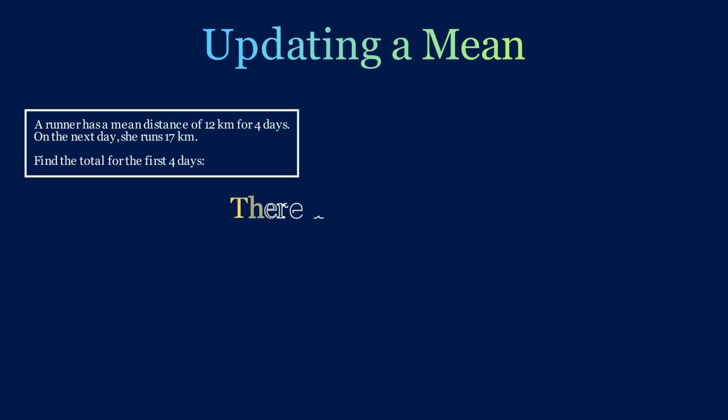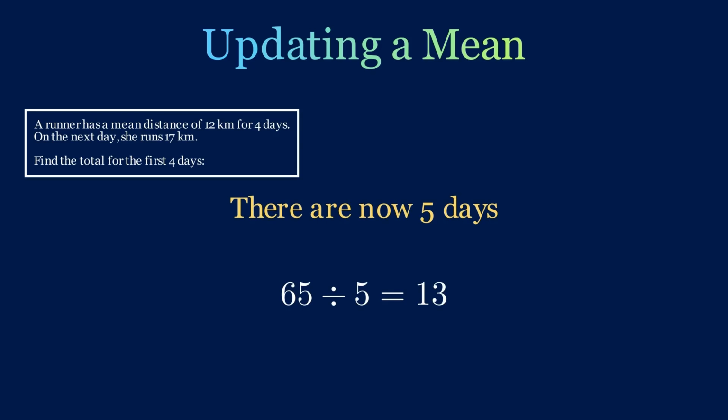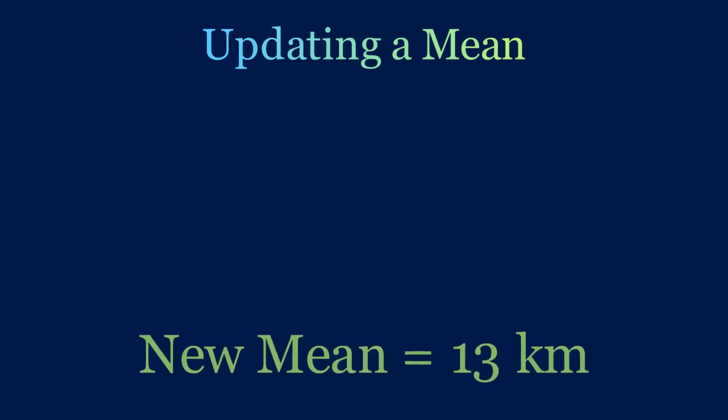Step 3, find the new mean. There are now 5 days altogether, so we divide the new total by 5. 65 divided by 5 equals 13. Therefore, the new mean is 13 kilometers.